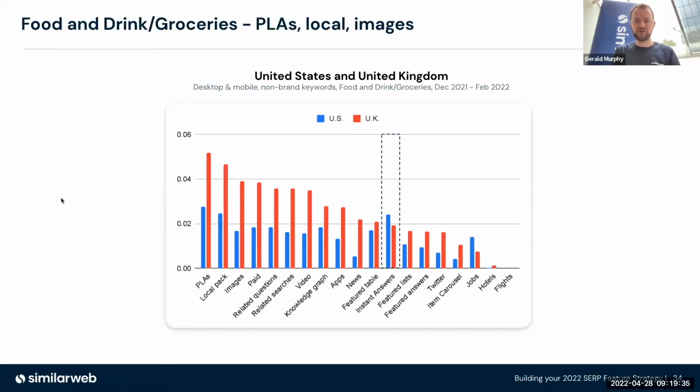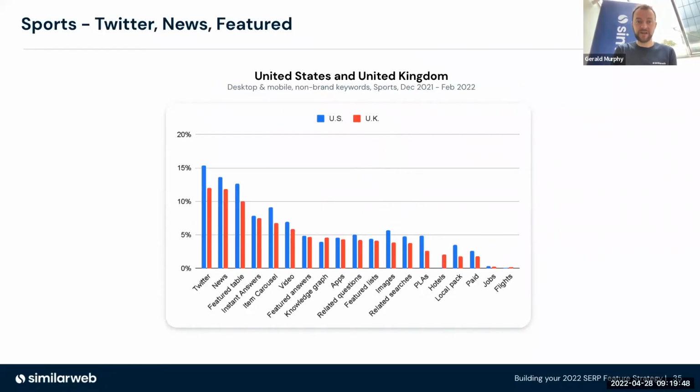In food, drink, groceries, we can see again, product listing ads is quite prominent, followed by local pack and images. But interestingly, instant answers provides a much larger opportunity here in the United States versus the UK. In sports, Twitter, news, and featured tables, instant answers are the top most prominent SERP features.